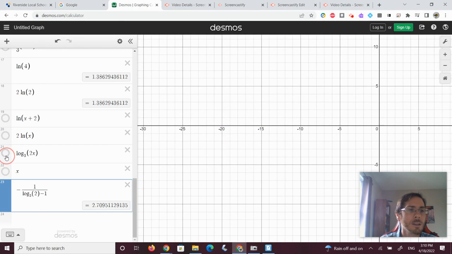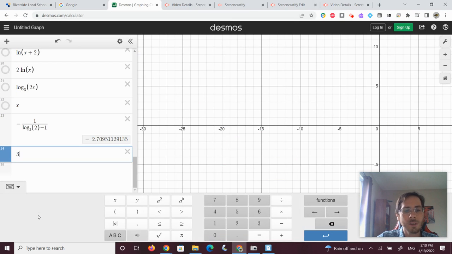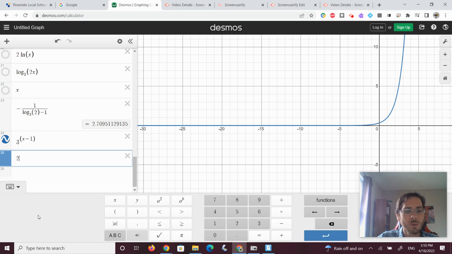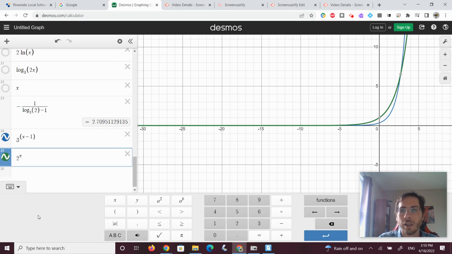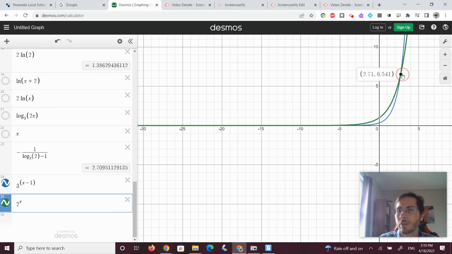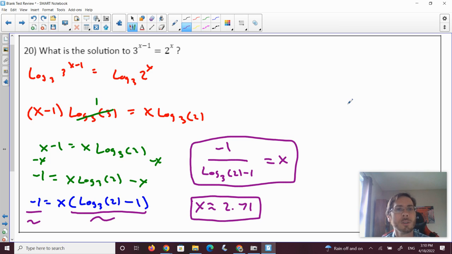So let's see what we got. If we do 3 to the x minus 1 and 2 to the x. All right, 2.71. Looks like we got it. All right, pretty good. So pretty nice that we can double check that one too by graphing if we need to. Well, that's what we got. So all we're going to do is nice little log exponential inverse operations. So that's it.